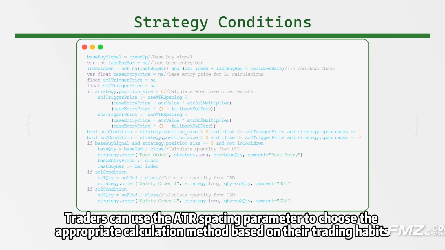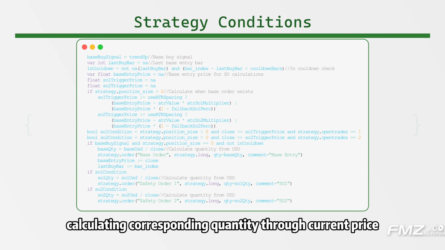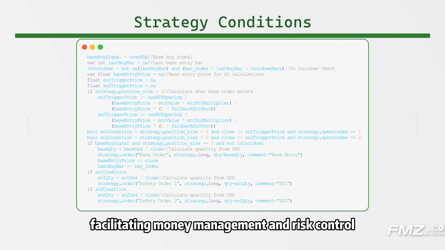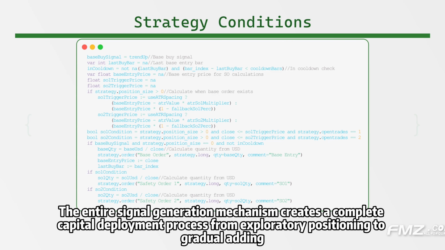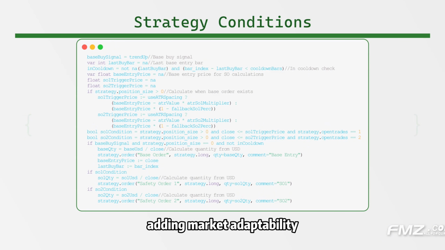Traders can use the ATR spacing parameter to choose the appropriate calculation method based on their trading habits. Order execution uses USD denomination, calculating corresponding quantity through current price. This approach ensures fixed capital amount per order, facilitating money management and risk control. The entire signal generation mechanism creates a complete capital deployment process from exploratory positioning to gradual adding. It maintains DCA strategy's core advantages while adding market adaptability.